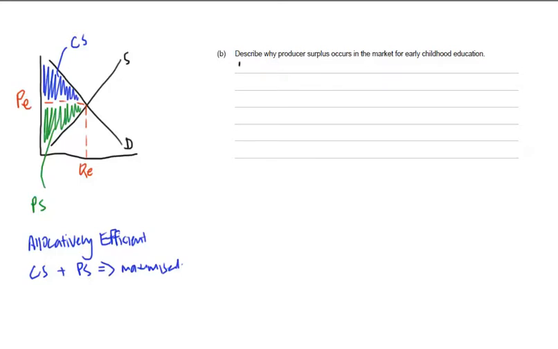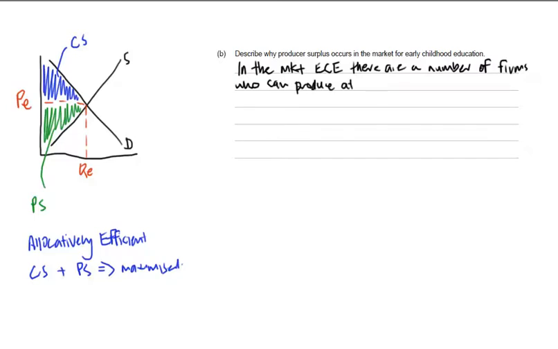So in the market for early childhood education, there are a number of producers or firms, or whatever, number of firms who can produce at a marginal cost that is lower than the market price.